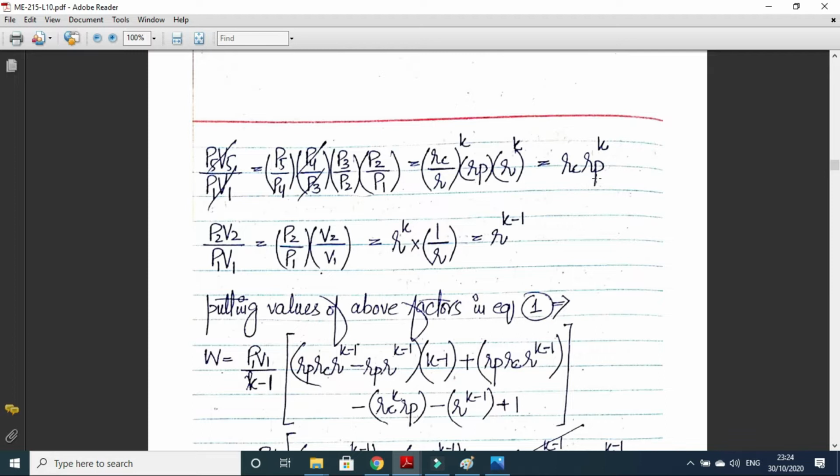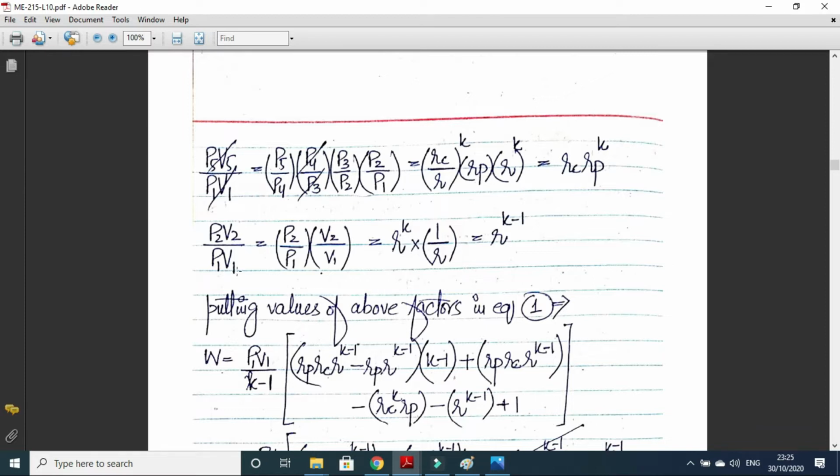This thing can be simplified as... I think this is something wrong. So R to the power k will be cancelled out. So it will be Rc to the power k into Rp. So this k should be here. This is a typo mistake, and I have checked, this thing is corrected in the later part.